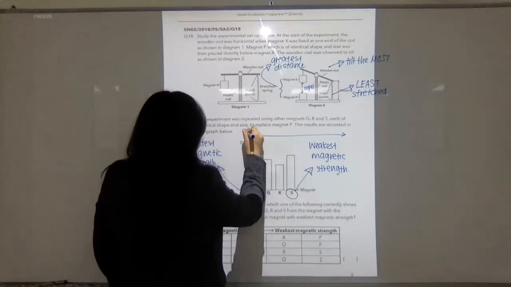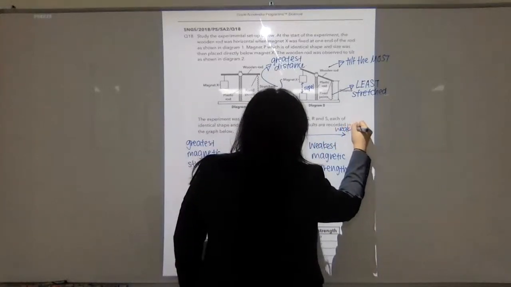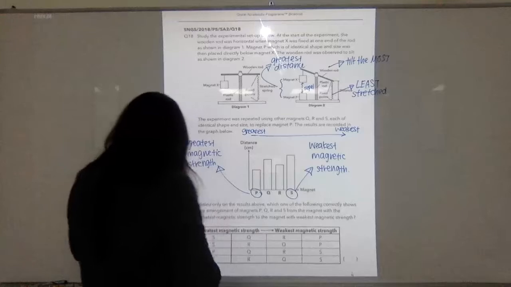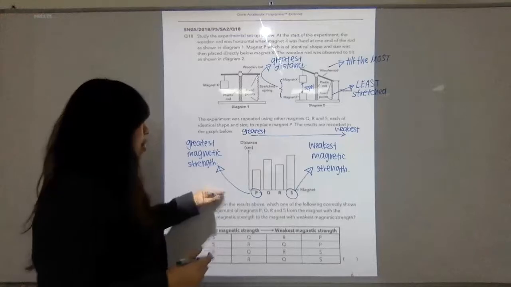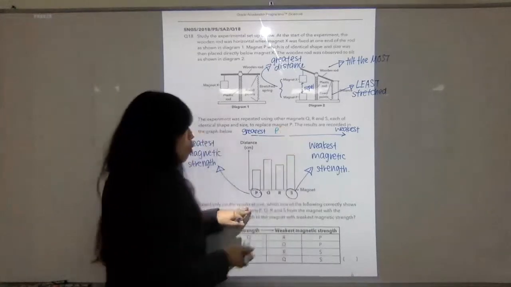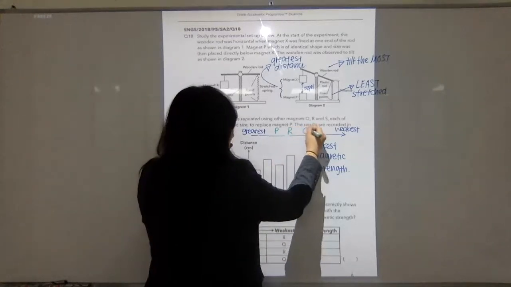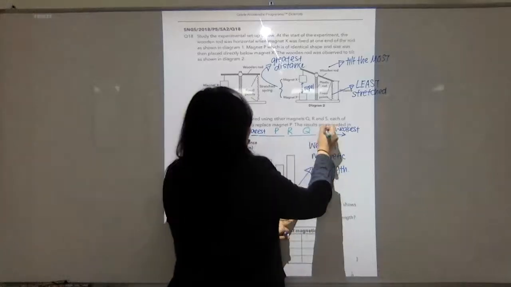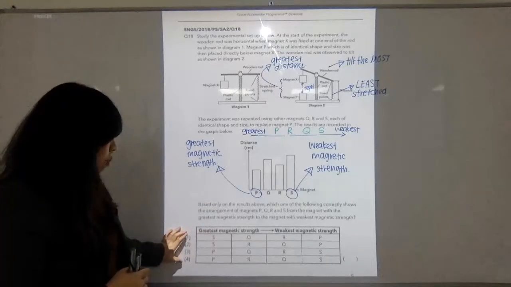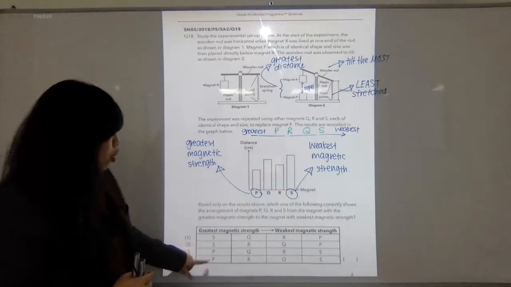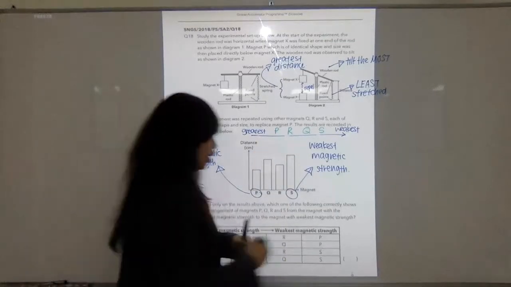So in this case, this end will show us the greatest magnetic strength, and this end will show us the weakest magnetic strength. So in this case, the magnet with the greatest magnetic strength is magnet P, followed by magnet R, followed by magnet Q, and finally magnet S. So the answer we're looking for is PRQS. Let's take a look at our options to match. Over here, option 4 matches the order that we have predicted, PRQS, thus the answer is option 4.